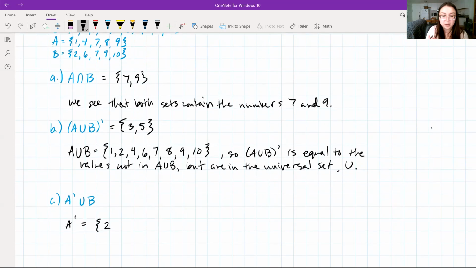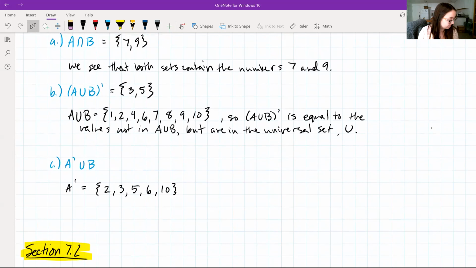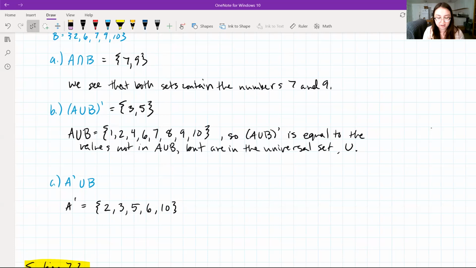So we say that A complement can't contain 1, but it can contain 2. It can also contain 3. It cannot contain 4 because 4 is in A. It can contain 5. It can also contain 6. It can't contain 7, 8, or 9 because those are in A. And it can contain 10. So we have that A complement is the set of 2, 3, 5, 6, and 10. So now that we know A complement, we want to take the union with B.